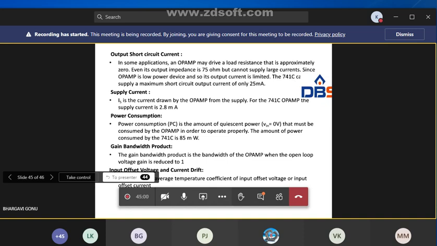Next one is power consumption. It is the amount of quiescent power that must be consumed by the op amp in order to operate properly. The amount of power consumed by the 741 op amp is 85 milliwatts. Power consumption is low.